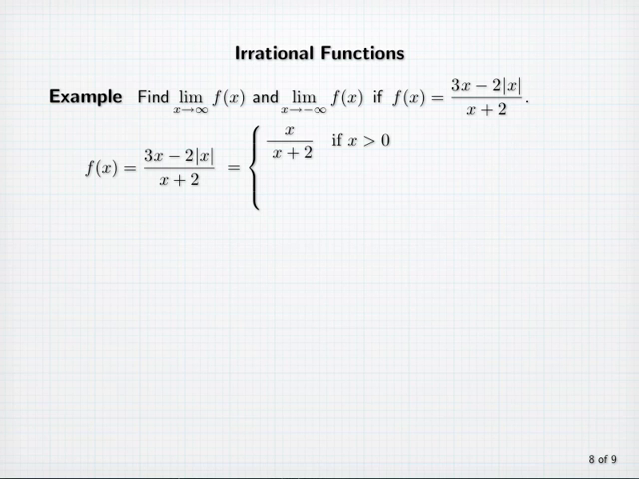If x is negative, then the absolute value of x is equal to minus x, and so the numerator of the fraction equals 3x plus 2x equals 5x. Now let's notice that each part is a rational function whose numerator and denominator have the same degree. So the limit as x goes to plus infinity is equal to the limit as x goes to infinity of x over x plus 2, which will equal 1, the ratio of the leading coefficients. As x goes to negative infinity, the limit of f of x is the same as the limit of 5x divided by x plus 2, which will be 5 divided by 1 equals 5.